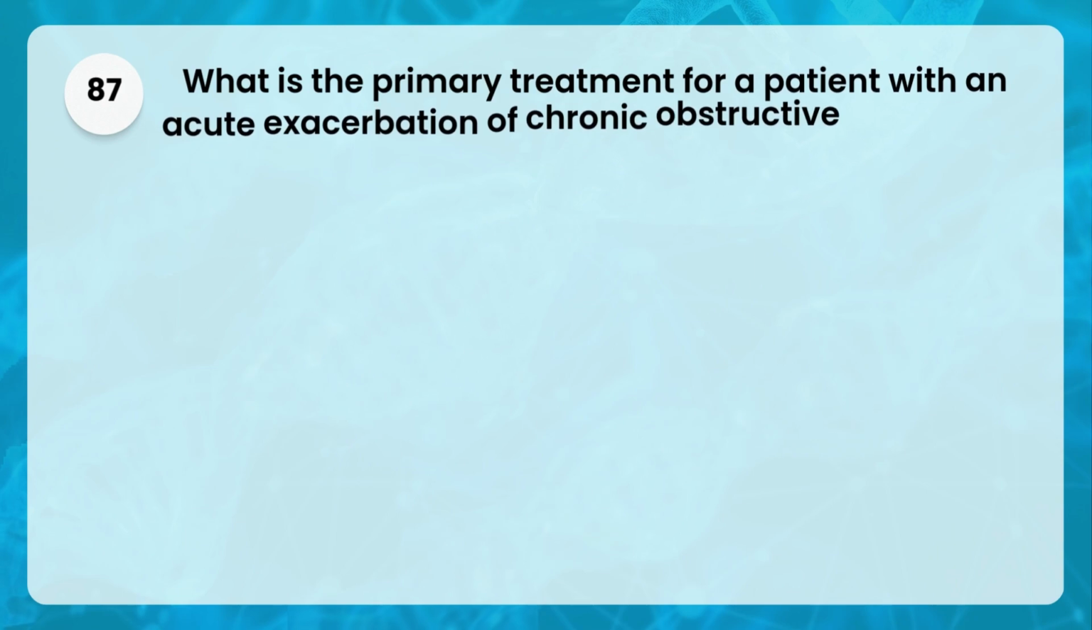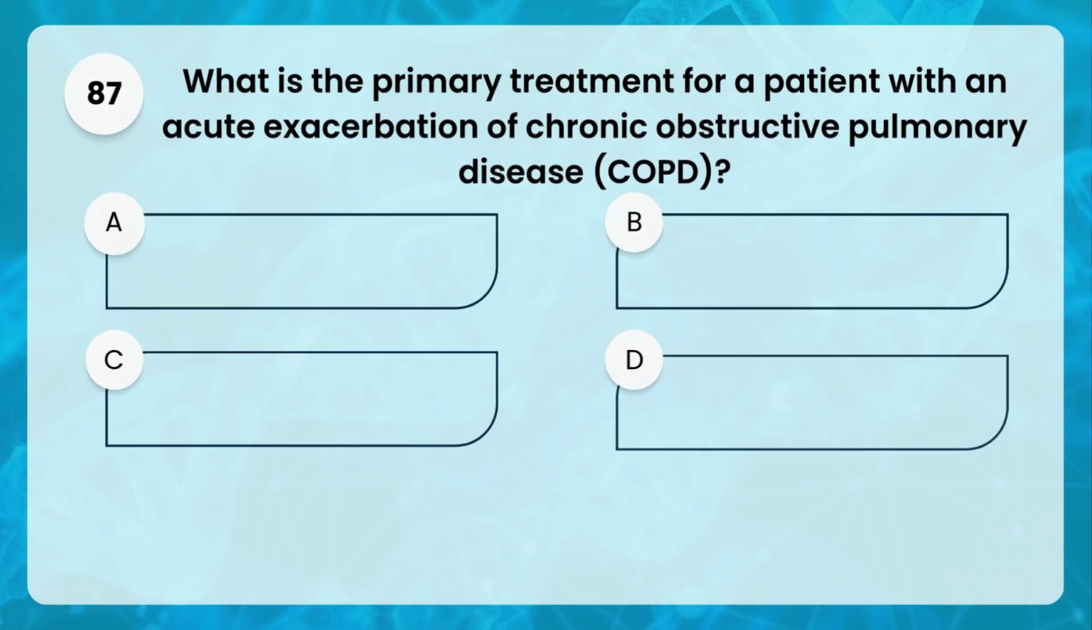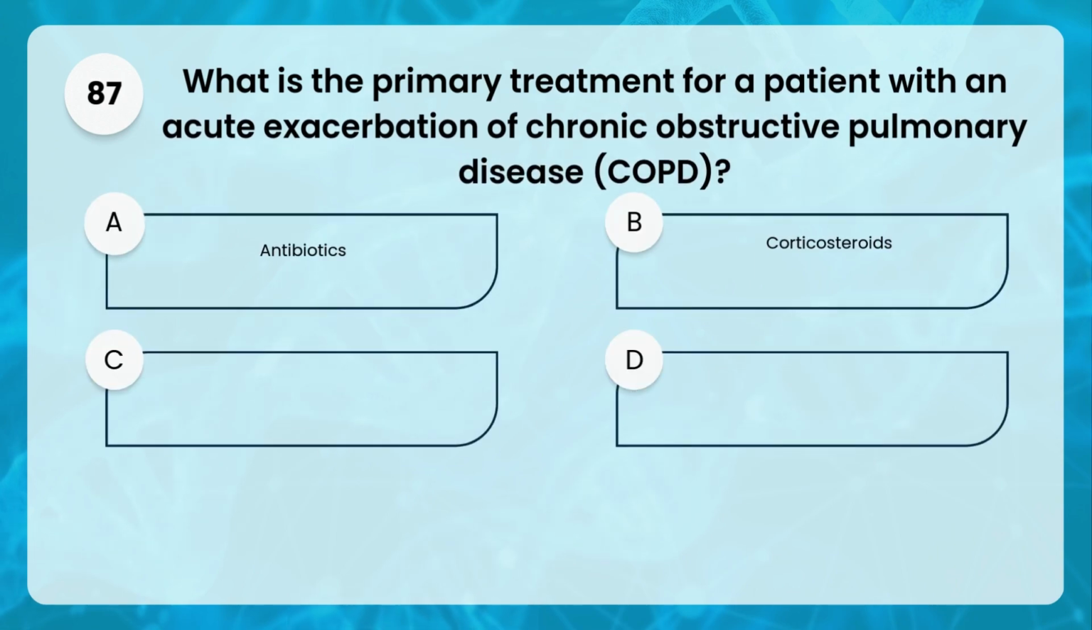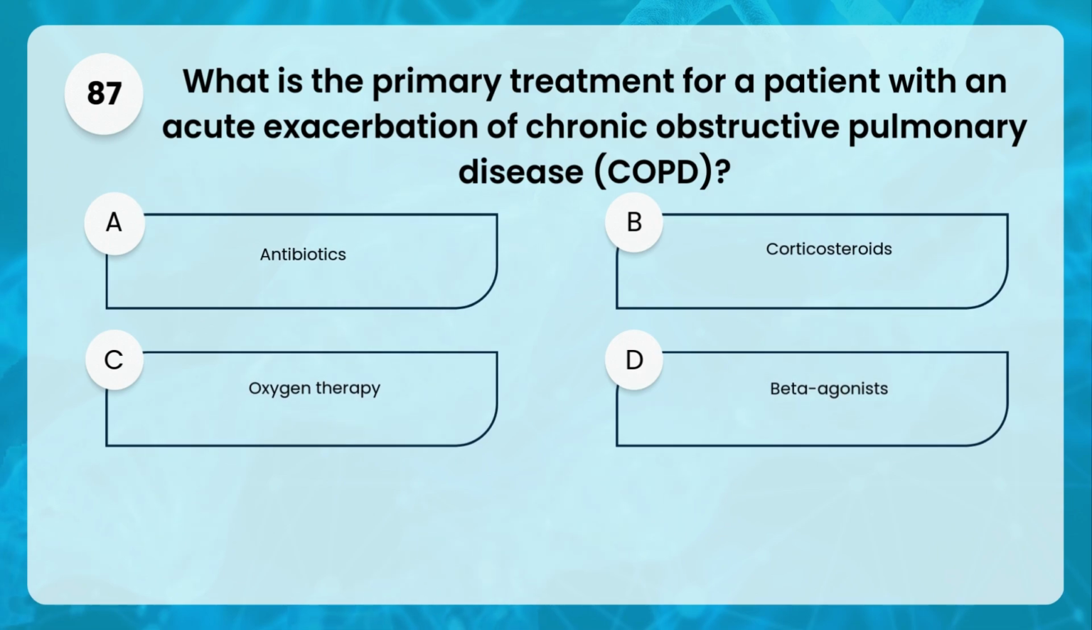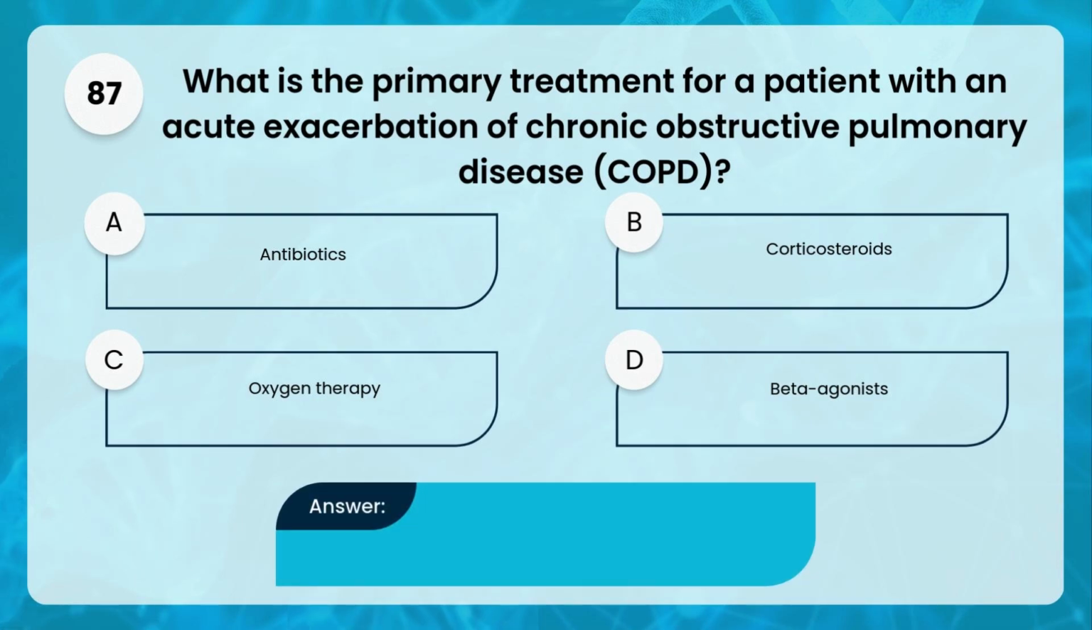87. What is the primary treatment for a patient with acute exacerbation of chronic obstructive pulmonary disease, COPD? A. Antibiotics. B. Corticosteroids. C. Oxygen therapy. D. Beta agonists. The answer is B. Corticosteroids.